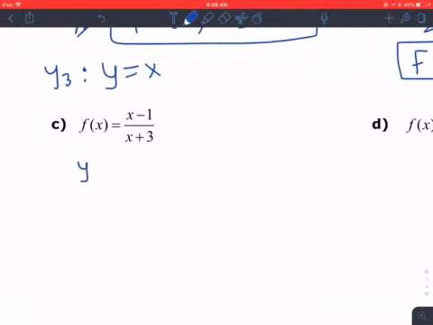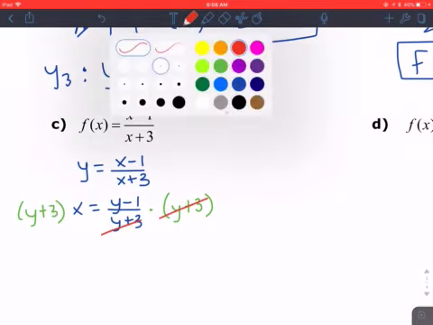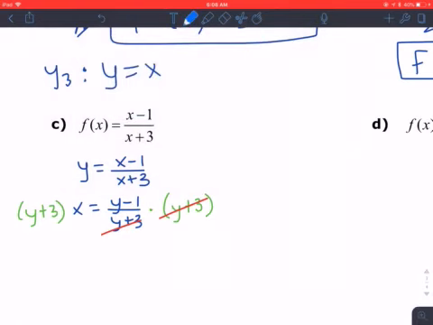Okay, here we're going to rewrite this as y, and then switch x and y, so both of these x's become y's. Alright, and then we don't like fractions, so I'm going to go ahead and get rid of the fraction. Multiply both sides by the denominator. That way both my denominators can cancel out. Alright, and then over here I'm going to distribute my x, because I don't want my y in parentheses if that's what I'm solving for. So xy plus 3x equals y minus 1.